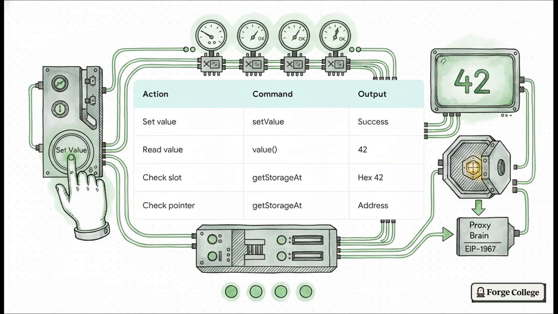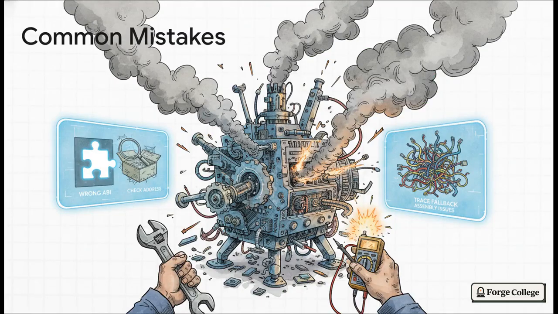Next, we read the value via the proxy, and we should see the number 42. Then we inspect storage slot 0 of the proxy directly, and we should see the hex word for 42. Finally, we check the EIP 1967 implementation pointer to ensure it matches our deployed brain. If all 4 of these checks pass with green lights, your wiring is flawless, and your proxy is officially delegating logic while retaining state. But what if it doesn't?